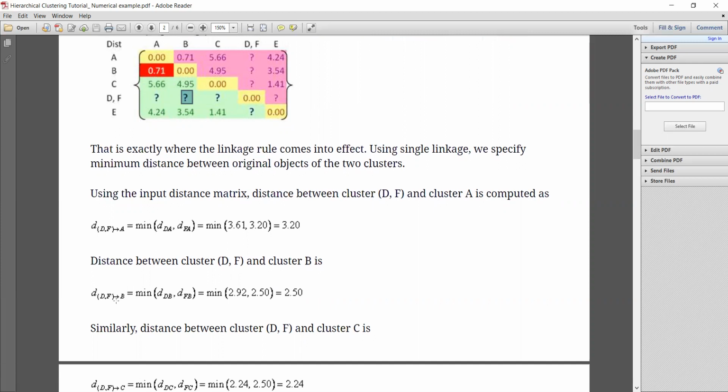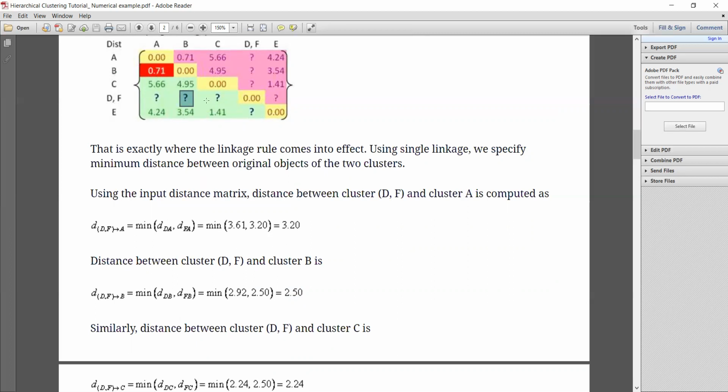The distance between the DF and B cluster is equal to the minimum of the distance between DB and the distance between FB. Then calculate here the distance between DB. The distance between DB is 2.92 and the distance between F and B is 2.50. So the minimum distance is 2.50. So this 2.50 will represent the distance between my cluster DF and cluster B. Right, so this will be the distance between DF and B.